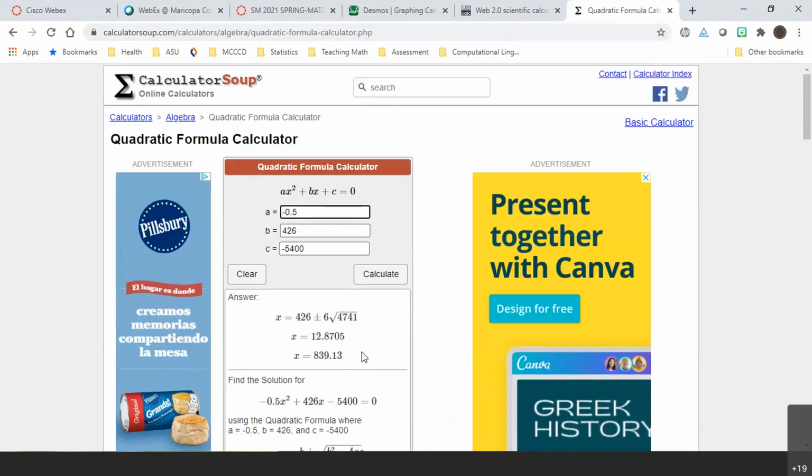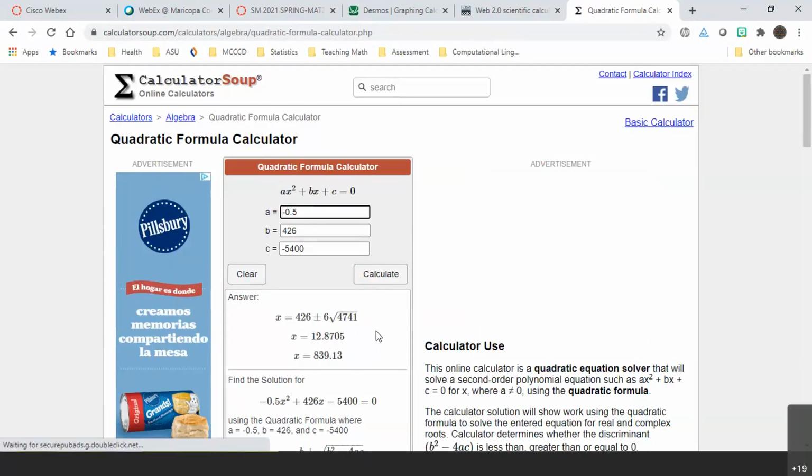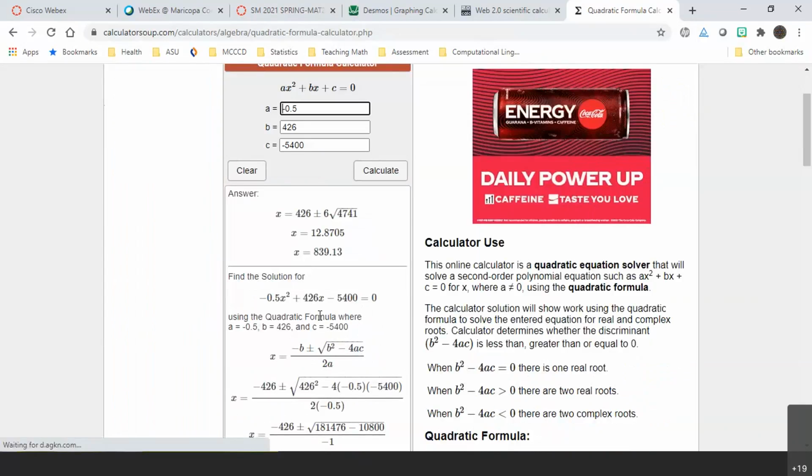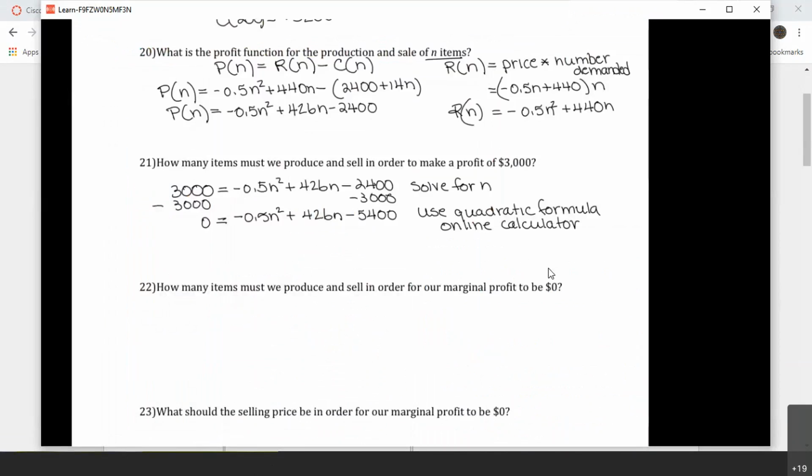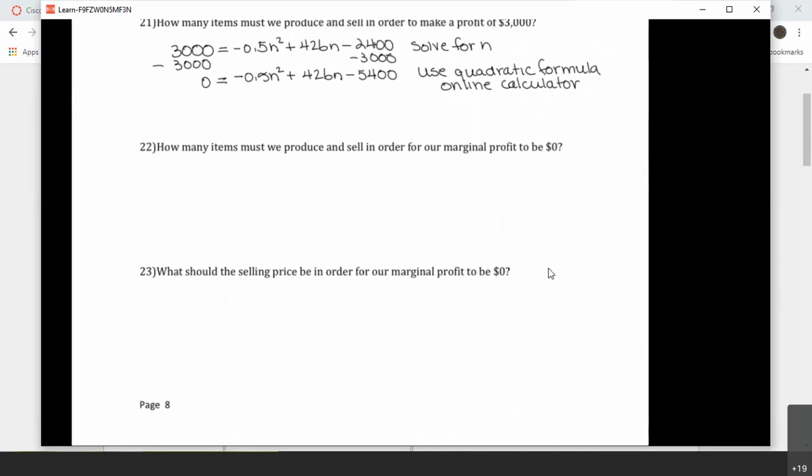And basically, I would have to, again, check that these both work. So I could make 12 of these or 839 of these or 840 of these. Either one of those should give me the profit that I want. And it shows you how to do the steps. Now, I'm not going to write that down here.